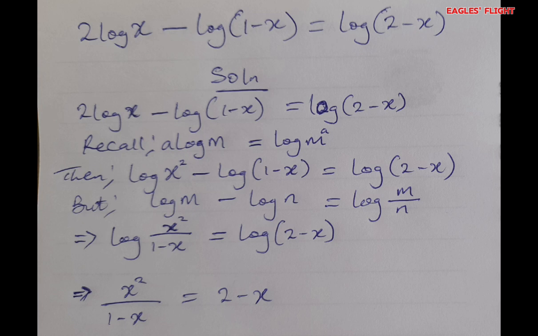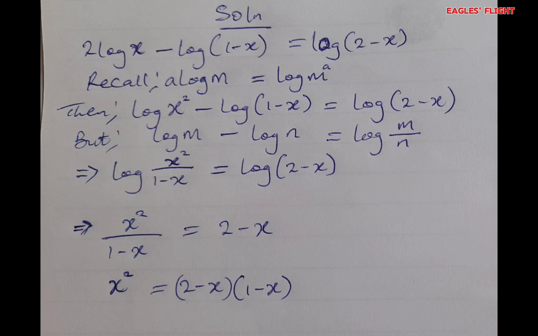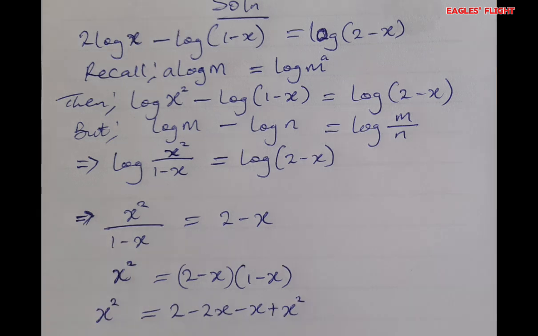Solving this as a simple algebraic equation, we can go on by cross multiplying. So x squared divided by 1 minus x equals 2 minus x; when we cross multiply, x squared equals (2 minus x) times (1 minus x). Expanding the brackets, 2 times 1 gives 2, 2 times minus x gives minus 2x, minus x times 1 is minus x, and minus x times minus x gives plus x squared.